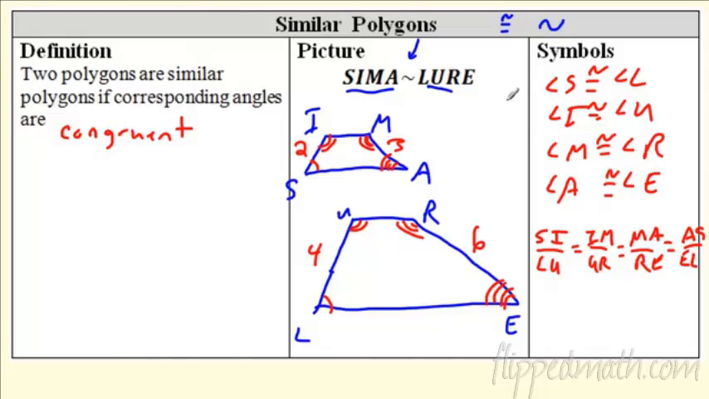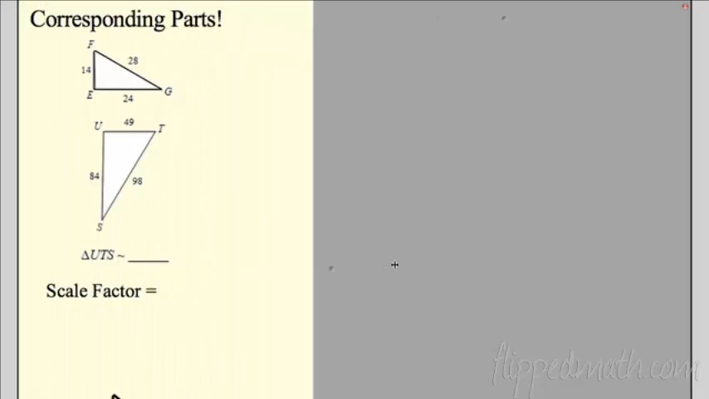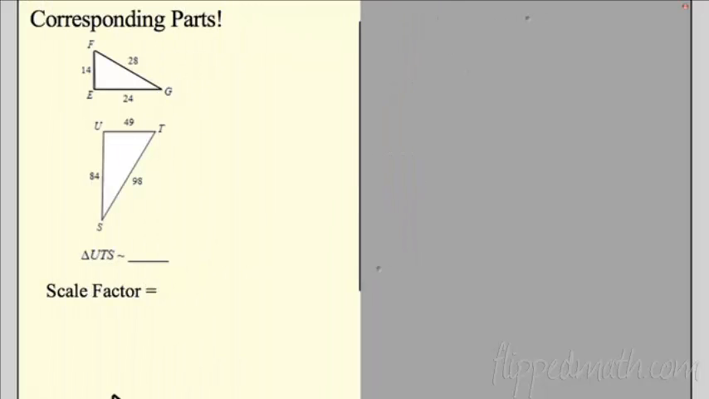Excellent. Very good. So going around, that is what the formal definition of similar is. So let's use it to solve some problems here. Let's get this rolling. Let's only look at the left side here. So I'm going to close off that right side just so it's not a distraction for us. And let's take a look.